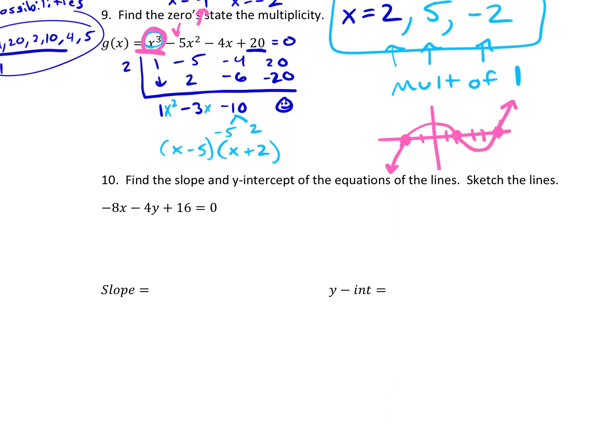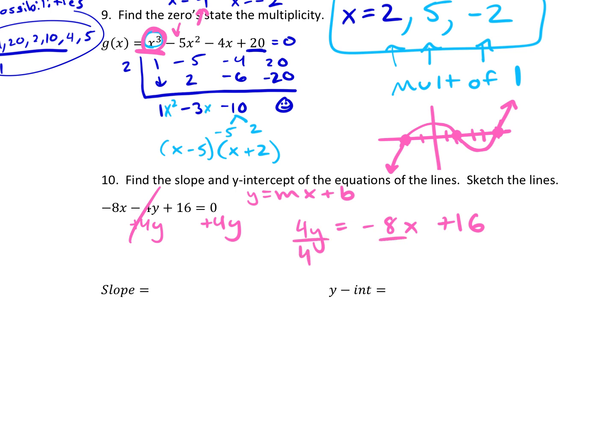For a question like number 10, when we find the slope and the y-intercept given our line, we're just going to rewrite this into slope-intercept form. So y equals mx plus b. We just need to do some rearranging. So I'm going to add y to move it to the other side. You can move it the other way if you want to. So we got 4y is equal to -8x plus 16. Just be careful with your signs when you're rearranging.